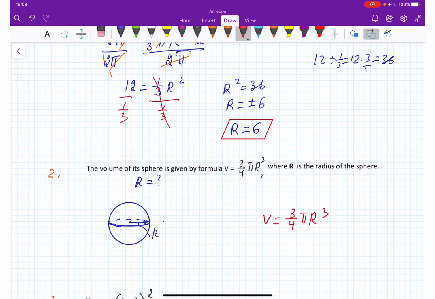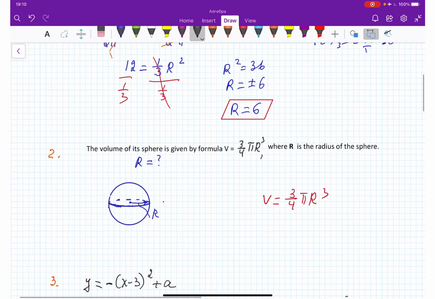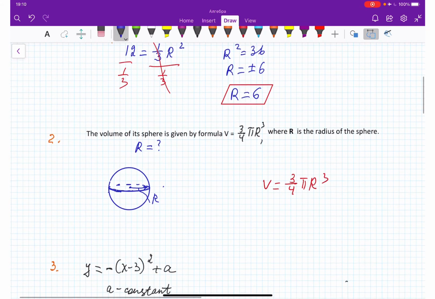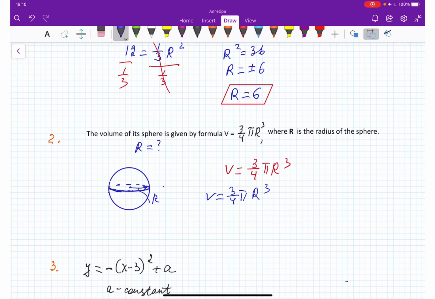Next one. The volume of a sphere is given by the formula V is equal to 3/4 pi r cubed, where r is the radius of the sphere. So we need to find the radius. To find the radius, first of all, V is equal to 3/4 pi r cubed. I need to divide by 3/4 of pi, right?